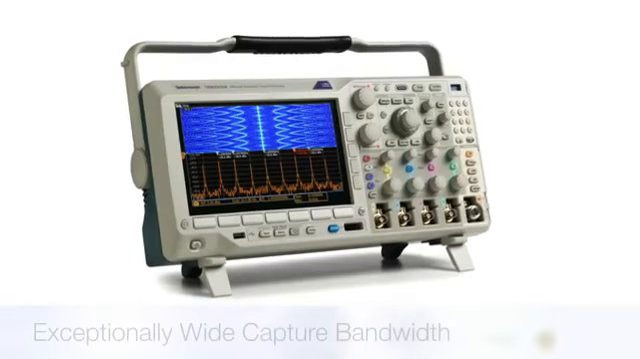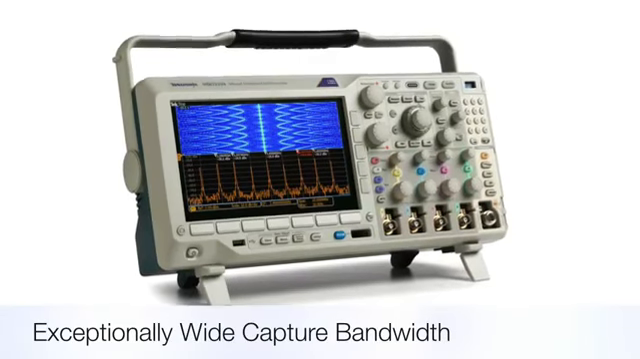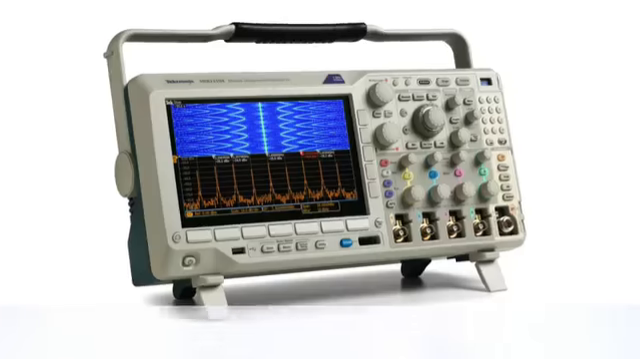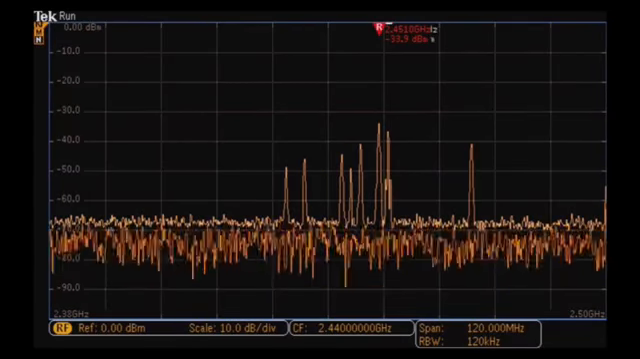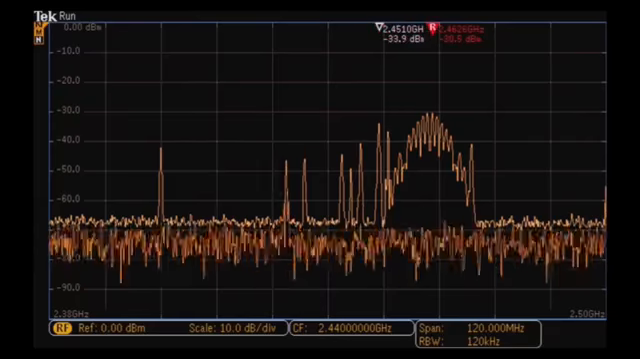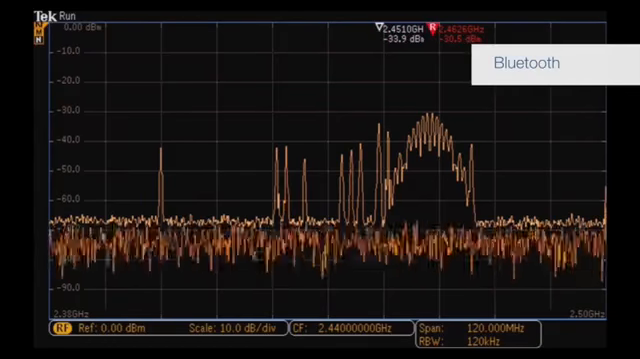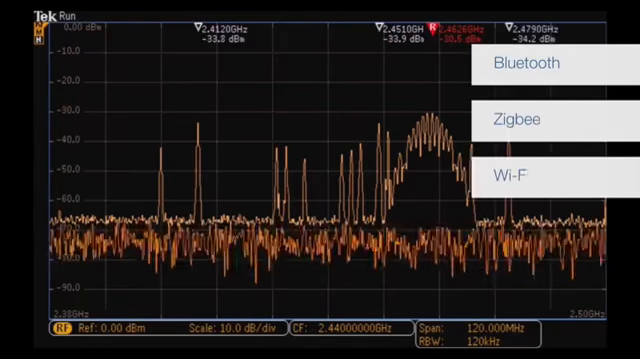Today's RF signals and wireless communication standards are complex. Signals often vary significantly over time in terms of both amplitude and frequency, and communication standards continue to get wider in terms of bandwidth.